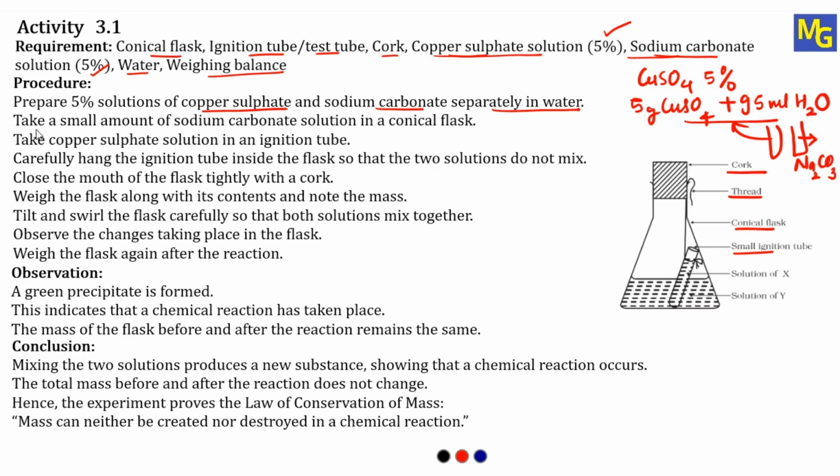Now the next, take a small amount of sodium carbonate solution in a conical flask. So we are going to take the sodium carbonate solution into the conical flask. So whatever solution you can see in the conical flask, it is sodium carbonate. So say here solution Y is nothing but sodium carbonate, Na2CO3.